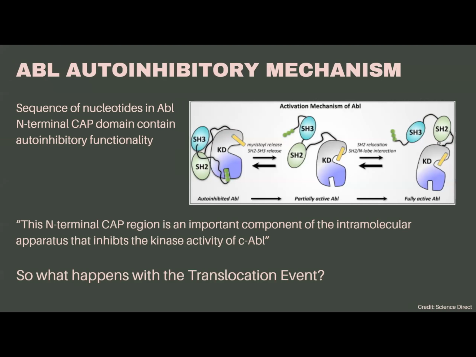Okay, so again, the sequence of conformational shifts enabled by the N-terminal cap domain contains the auto-inhibitory functionality, because if you can't bind the myristoyl group, you cannot start the sequence of conformational shifts. Good? Okay, so what happens with the translocation event?